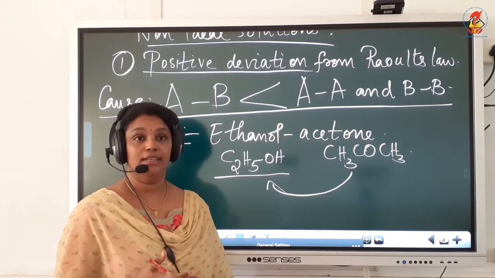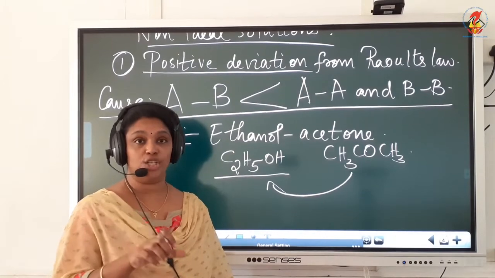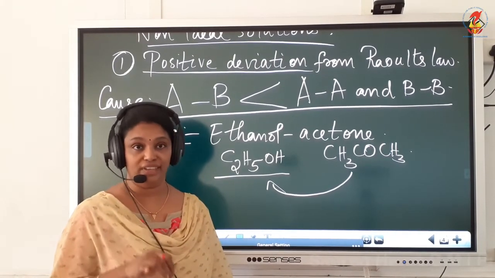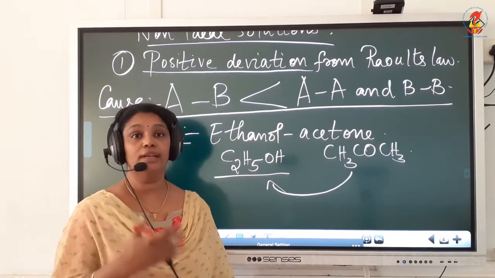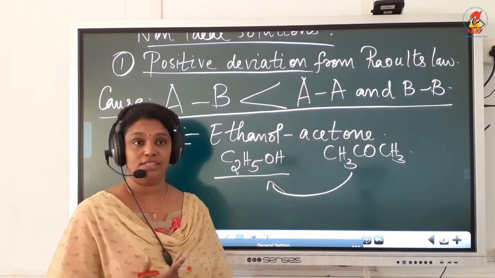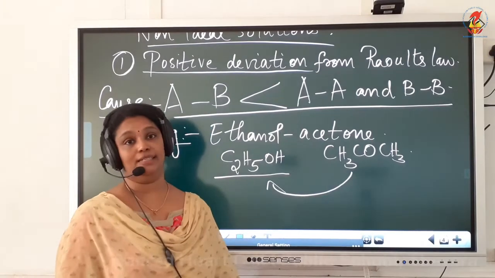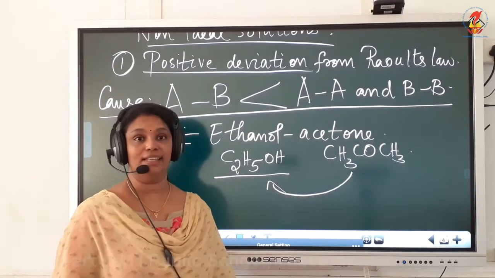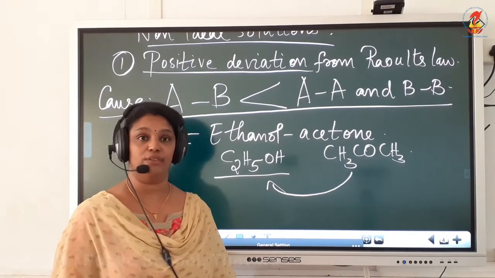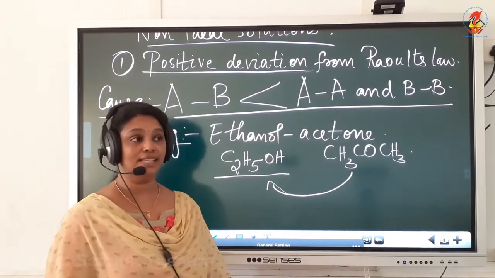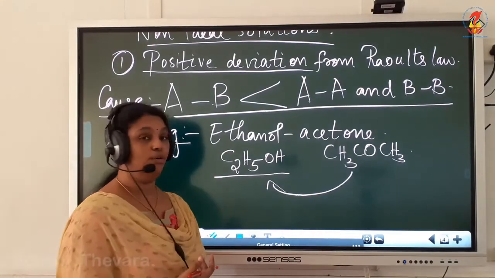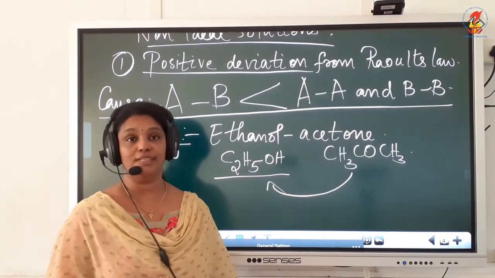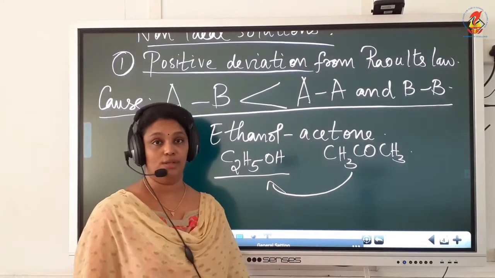As a result, the force of attraction between acetone-ethanol molecules becomes weak, and more molecules, ethanol and acetone, can go into vapor state. And as a result, the vapor pressure increases, and that increase is greater than that expected from Raoult's law. So we say that the ethanol-acetone mixture is an example of a non-ideal solution showing positive deviation from Raoult's law.